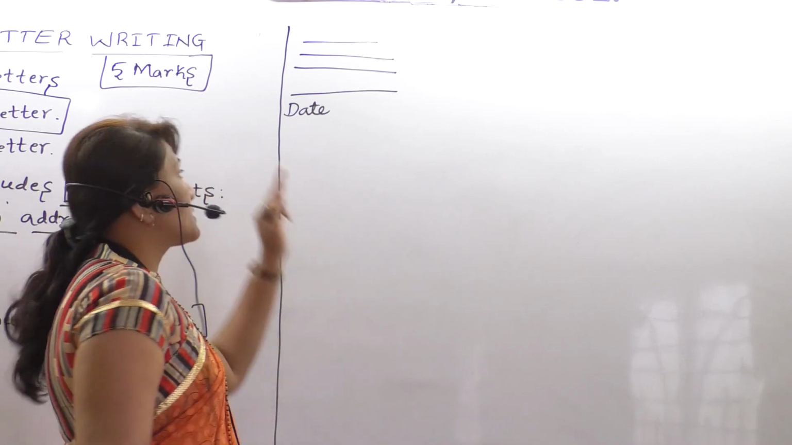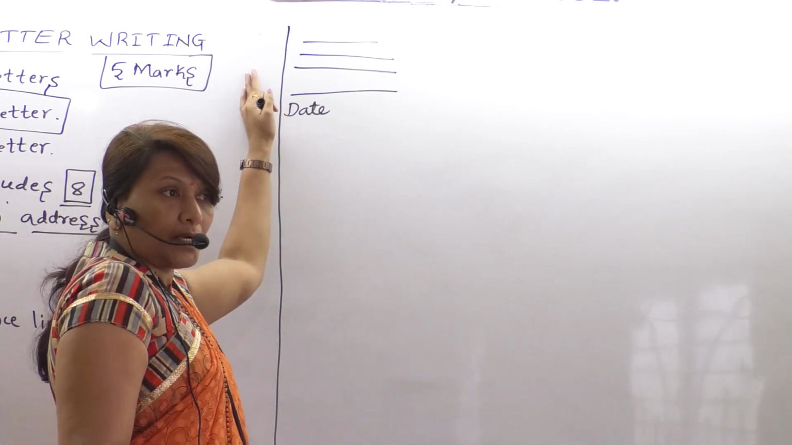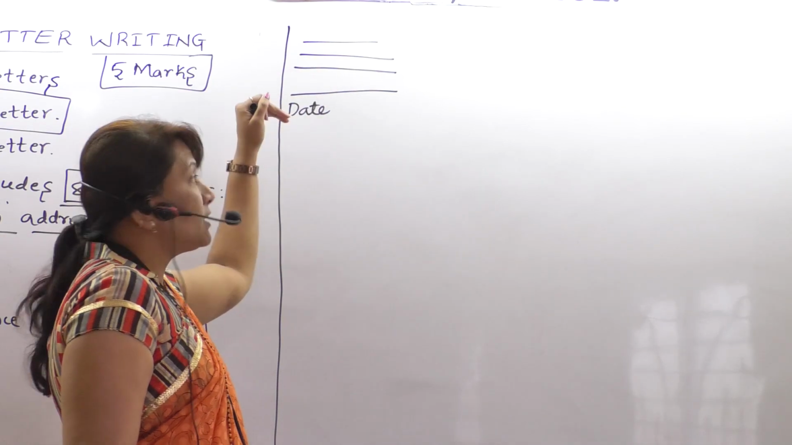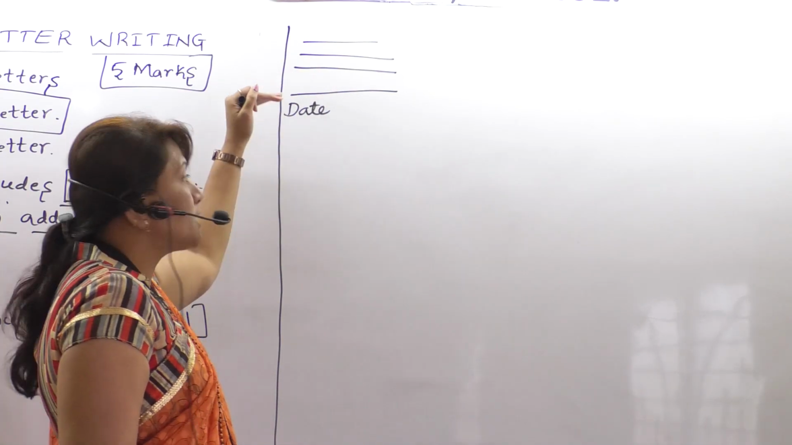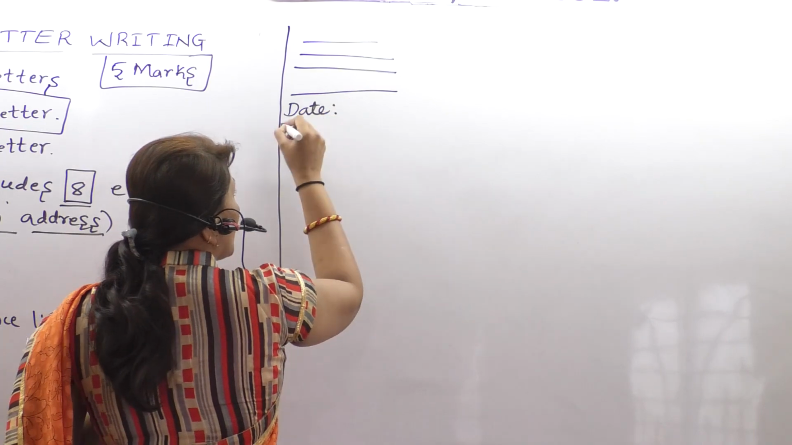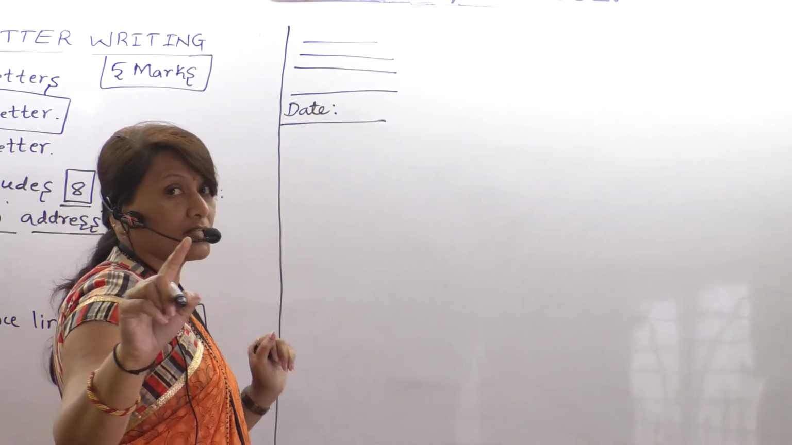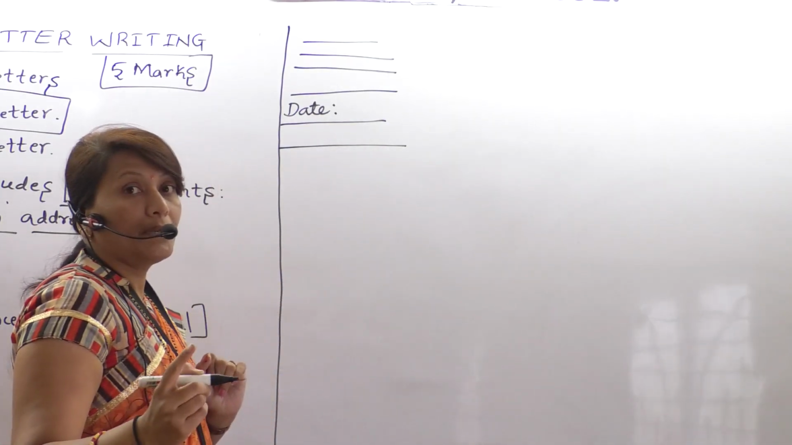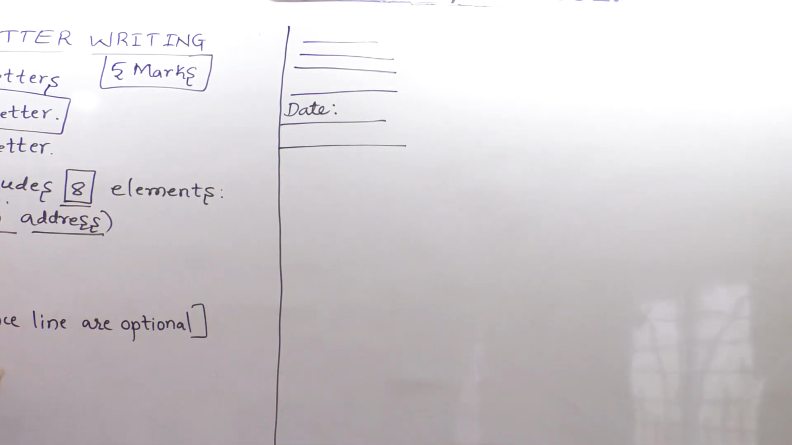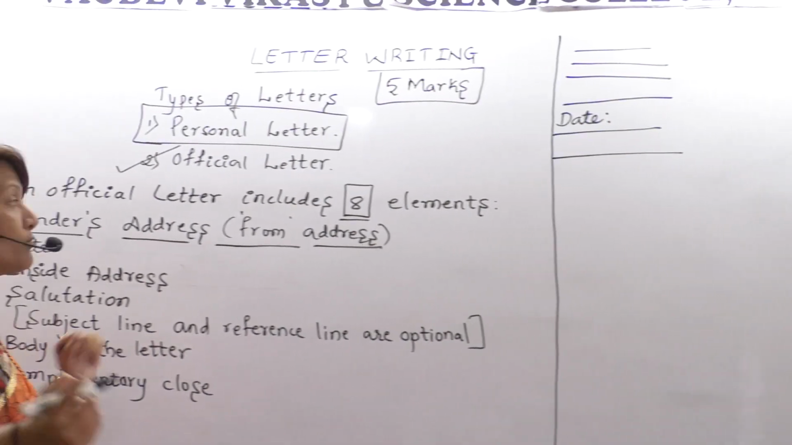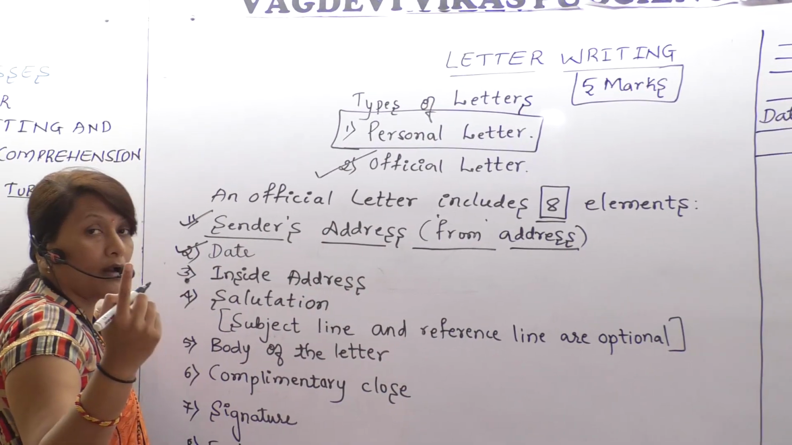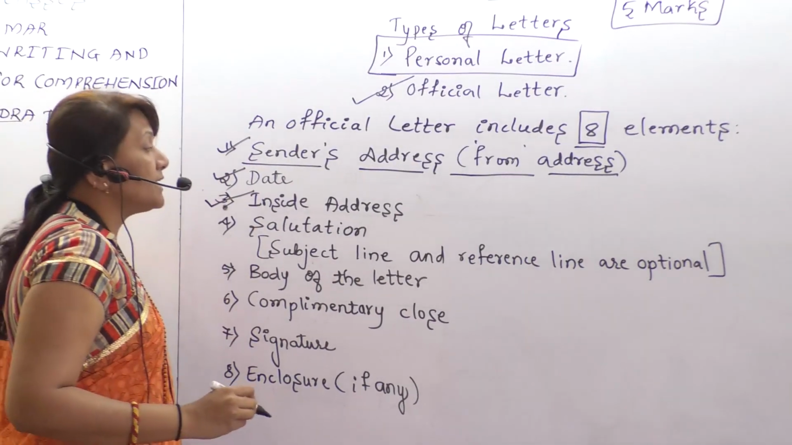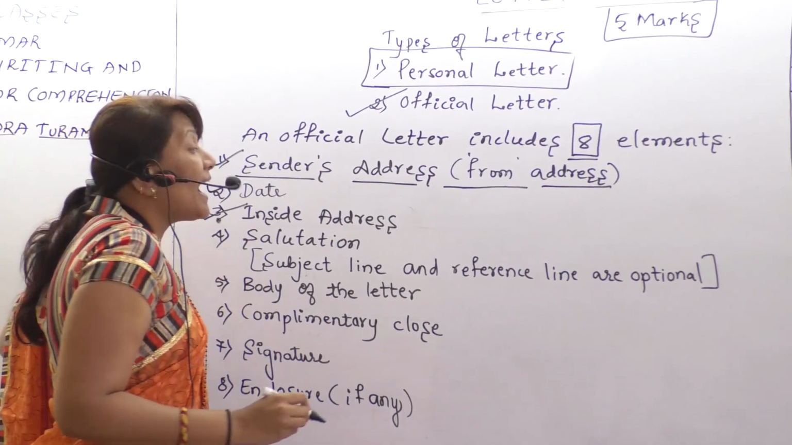So sender's address comes next to the margin. Thereafter should leave a line, then should write the date. After mentioning the date, again you have to leave a line. Now let us see what the next point is to be followed to write an official letter. The third point is inside address.